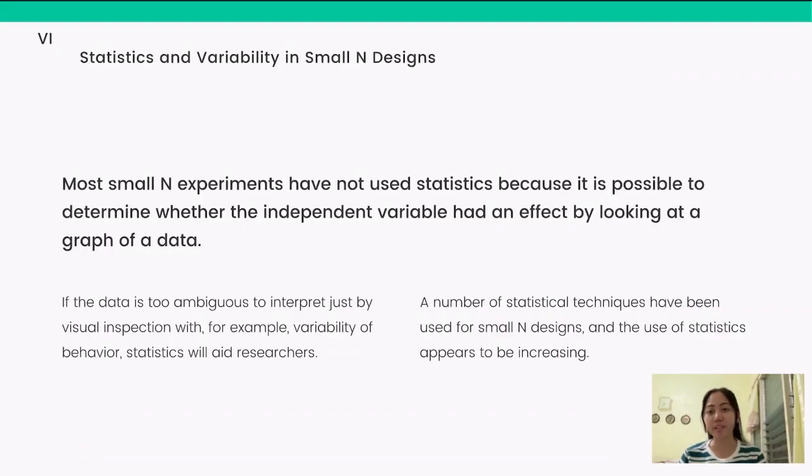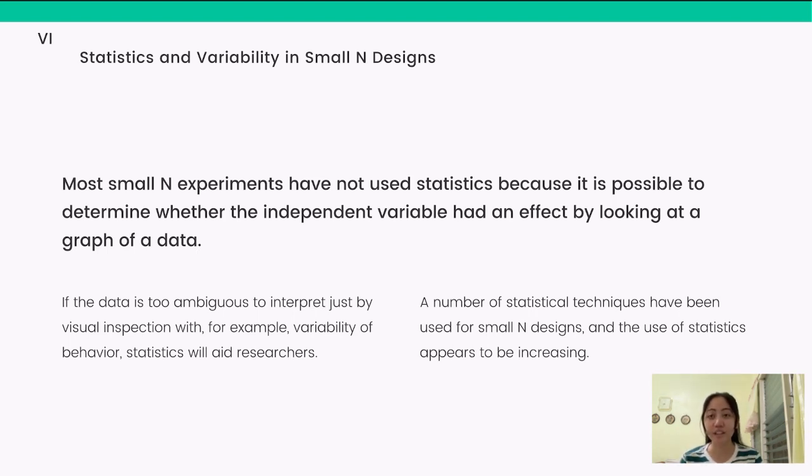The next topic we're going to be discussing is statistics and variability in small n design. Throughout the discussion, we haven't discussed statistics, and that is because most small n experiments in the past have not used them. The researchers would likely determine whether the independent variable had an effect simply by looking at the graph of the data. For example, in the hypothetical baseline study to reduce cartoon viewing, statistics will not be necessary to judge whether the boys' cartoon viewing had dropped.